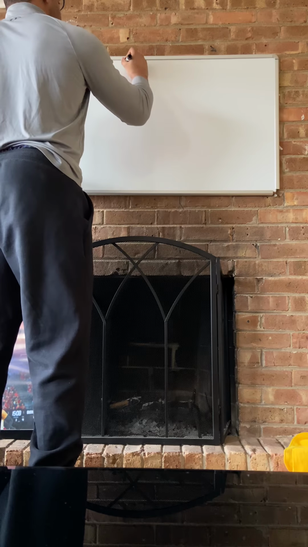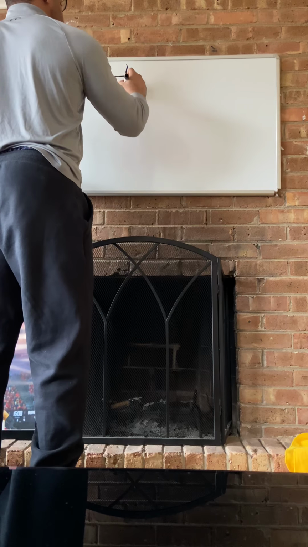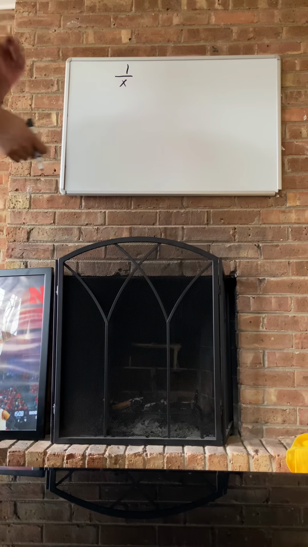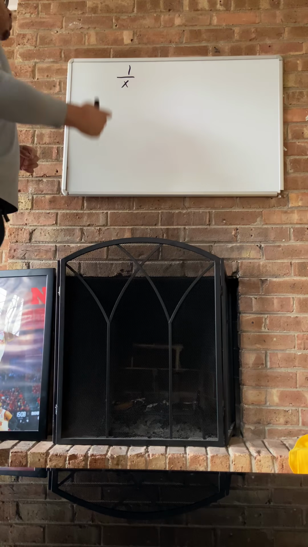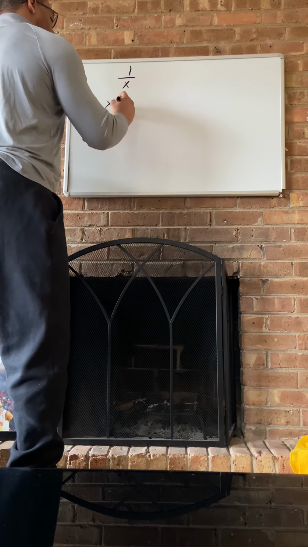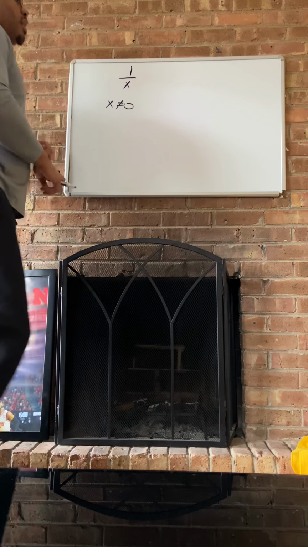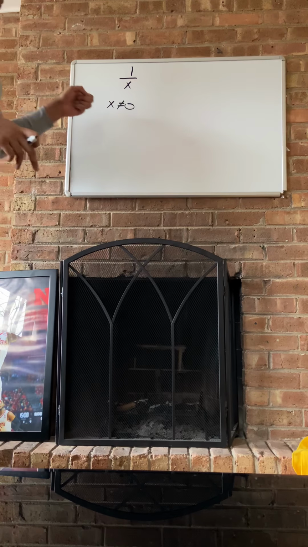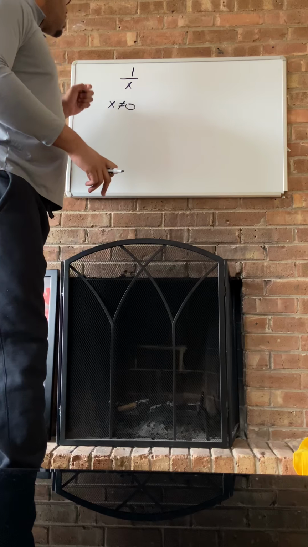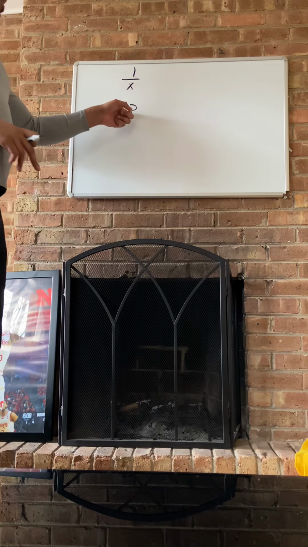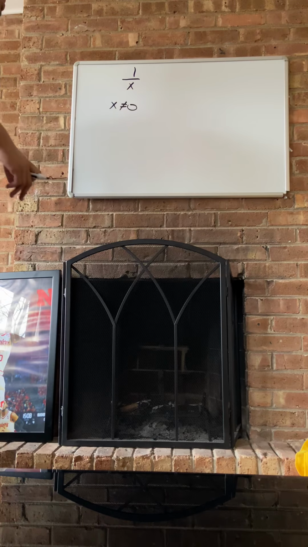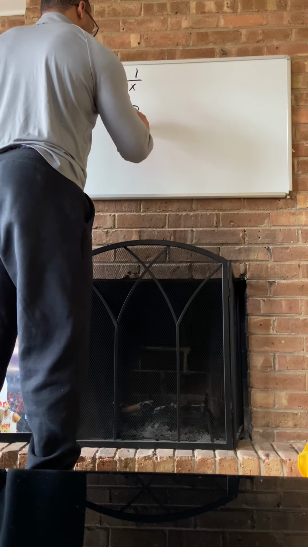So, first example we have was 1 over x. In order for me to find my domain in this example, I'll take my denominator and set it equal to 0, which means x cannot equal 0. The way that we find our domain is the same way that we find our vertical asymptote. So my vertical asymptote in this example would be at 0.